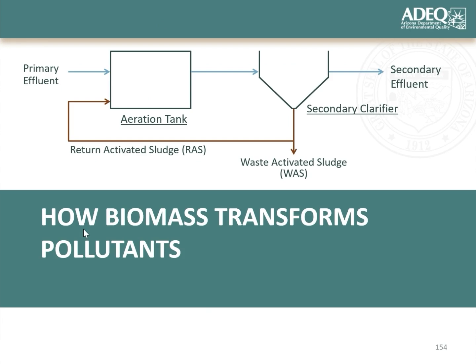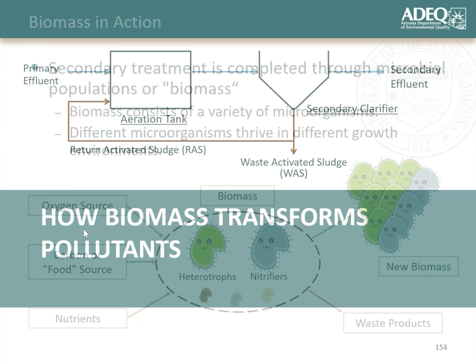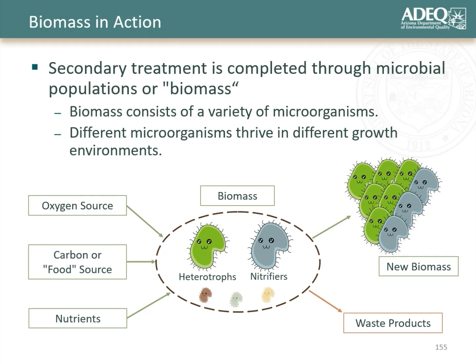So first, let's start off with how biomass transforms pollutants. How does secondary treatment do the actual transformation, removing pollutants from wastewater? In this case, it's actually the biomass that is the main driver. By biomass, I mean microbial populations, which can include many different organisms, whether that's bacteria, rotifers, or stalked ciliates. All sorts of organisms are involved in the process. But primarily, the ones we focus on are heterotrophs and nitrifiers.